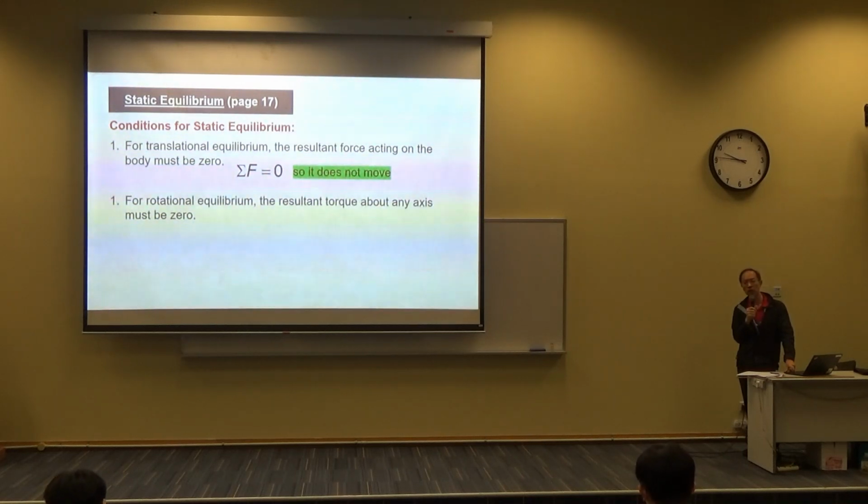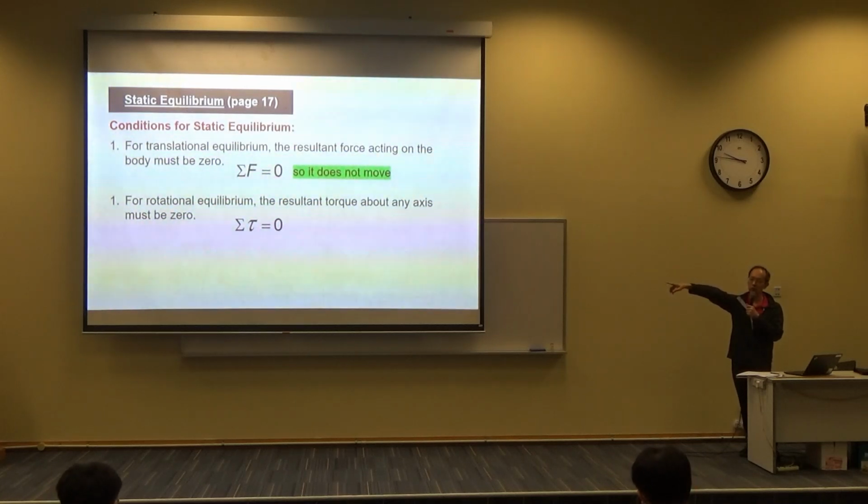I need the resultant torque about any axis to be 0. For those of you, I've used the symbol tau to represent torque. This is quite a fairly universal symbol for torque. They use tau.